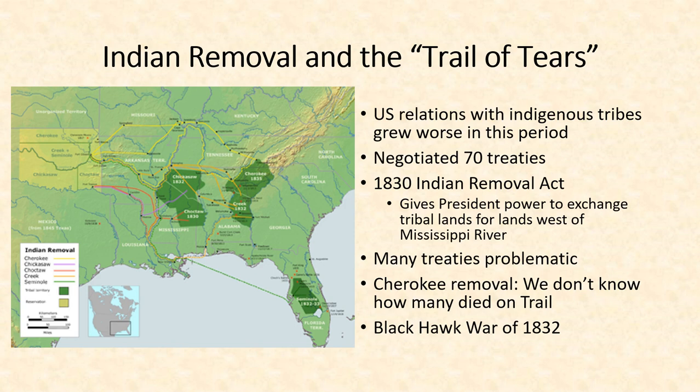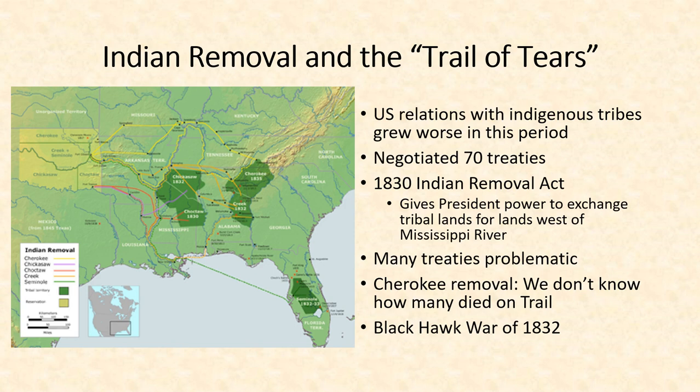And the Creek, the Cherokee, the Choctaw, the Chickasaw, the Seminole will all be displaced from their traditional native lands in the American Southeast and forced to walk to Oklahoma. This is the Trail of Tears.